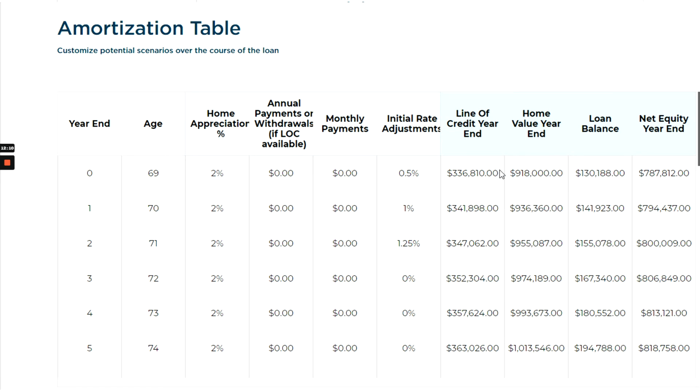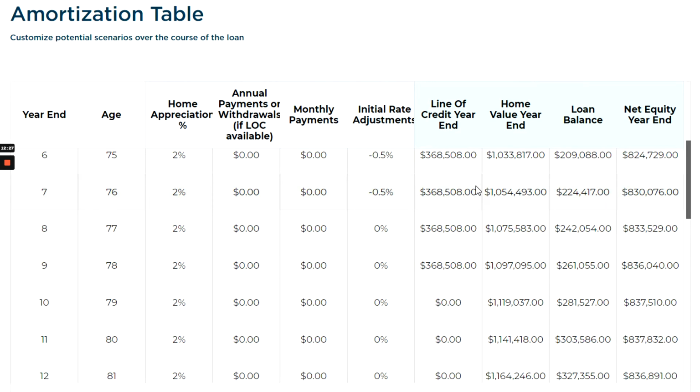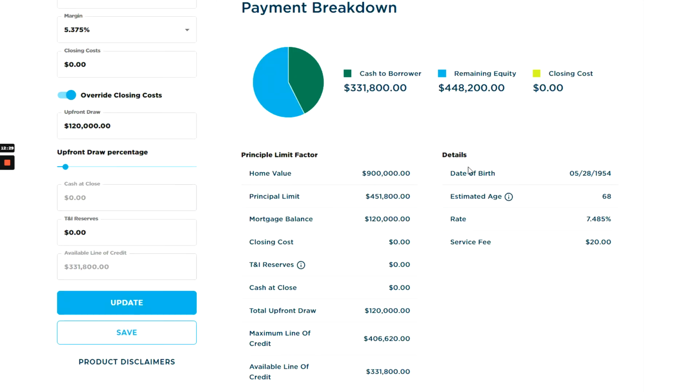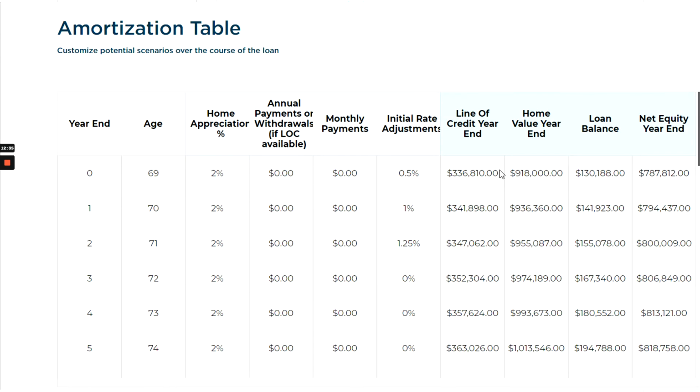Now, as we're seeing here, same thing, home appreciation of 2% a year. No monthly payments were made on the loan. No withdrawals were taken off the loan. Rate went up 1.25% over the first 3 years. So your line of credit has grown from $331,800 here at the bottom to $336,000. Now see how much lower that is than the HECM?